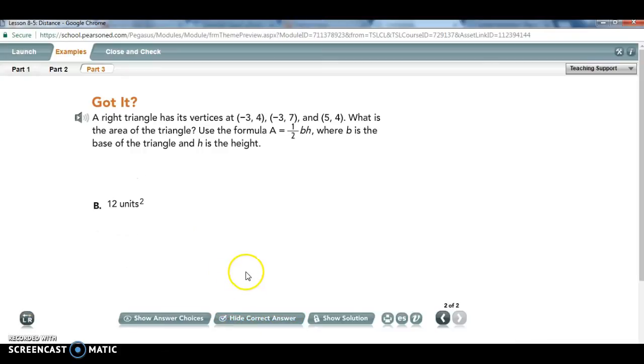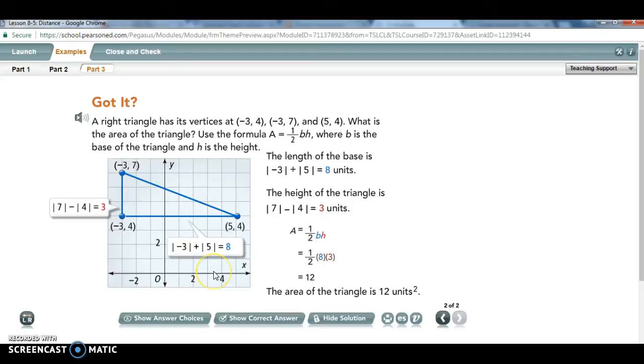The correct answer is B, 12 units squared. This is how we get the answer of 12 units squared. We know A equals 1/2 base times height. So the length of the base is the absolute value of -3 plus 5. So from here all the way over here, we talked about how you can add our absolute values, or if you drew out the picture, you could count 1, 2, 3, 4, 5, 6, 7, 8. The height of the triangle would be right here. 1, 2, 3, or what they did was 7 minus 4 because they were in the same quadrant.